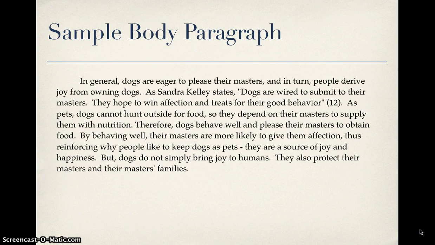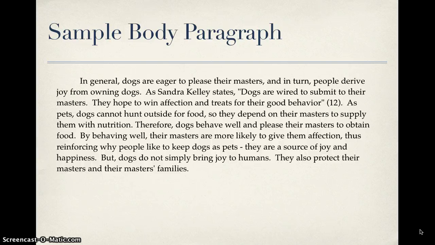Here's a sample body paragraph. I want you to look for the topic sentence, the textual evidence, an explanation and interpretation of the textual evidence, why does it matter, and a transition. 5 different things are going on here. In general, dogs are easier to please their masters, and in turn, people derive joy from owning dogs. As Sandra Kelly states, "Dogs are wired to submit to their masters. They hope to win affection and treats for their good behavior.